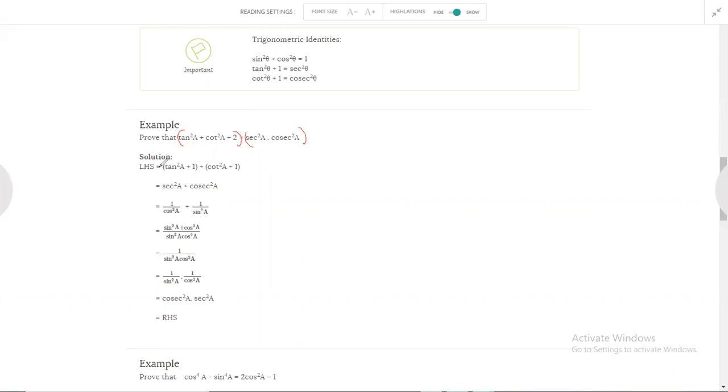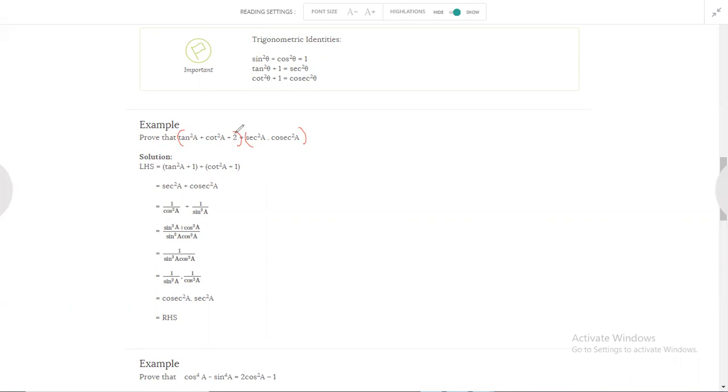Now, if we are starting with LHS, suppose here the LHS is tan square A plus cot square A plus 2, and RHS is sec square A and cosec square A. So we can understand that tan square A and cot square A must be converted in terms of sec square and cosec square. So you can use the identities, that is tan square A plus 1 equal to sec square A and cot square A plus 1 is equal to cosec square A. These identities you need to remember.